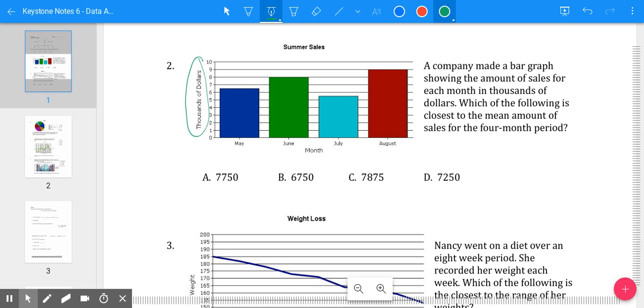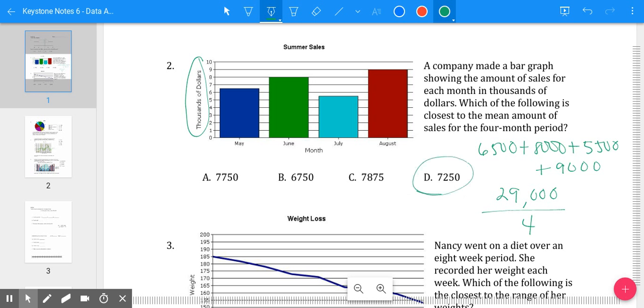So really here we can approximate and say that May is our first month, so maybe that was 6,500. June is the next month. That's pretty clearly about 8,000. July is about 5,500. And then we'll also add on to that August, which is at about 9,000. And since we're asked to find the mean, we're going to add all those up and get 29,000. And then divide by the total number of numbers, so divide by 4. And we're looking at a total of 7,250, which is D.